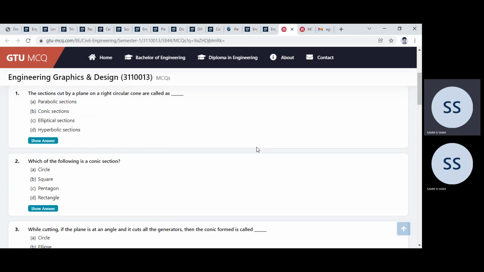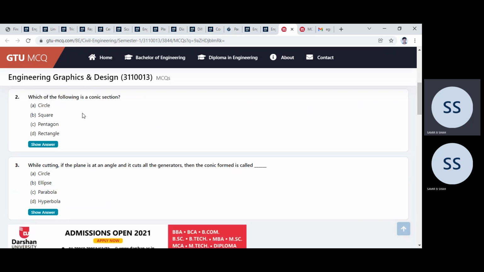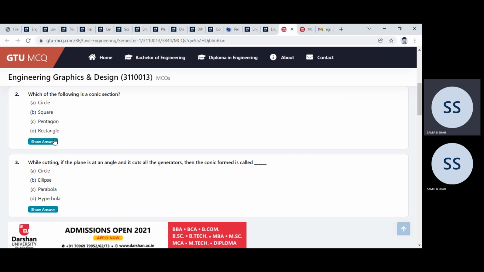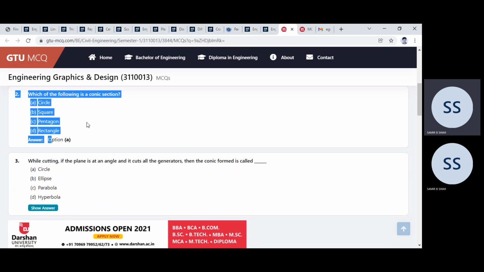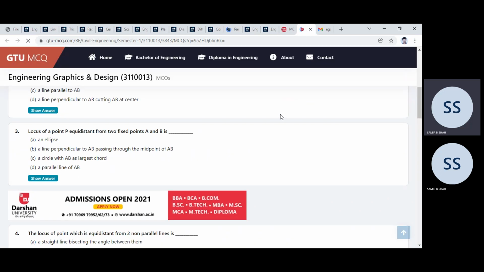The section cut by a plane on a right circular cone. If it is cut with a right circular cone, then it is called a conic section. Which conic section is it? We know very well that it may be a circle, right?